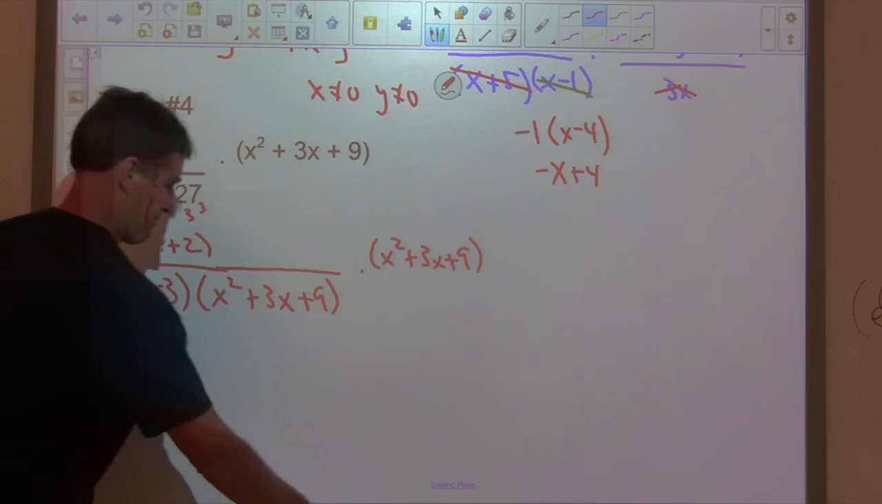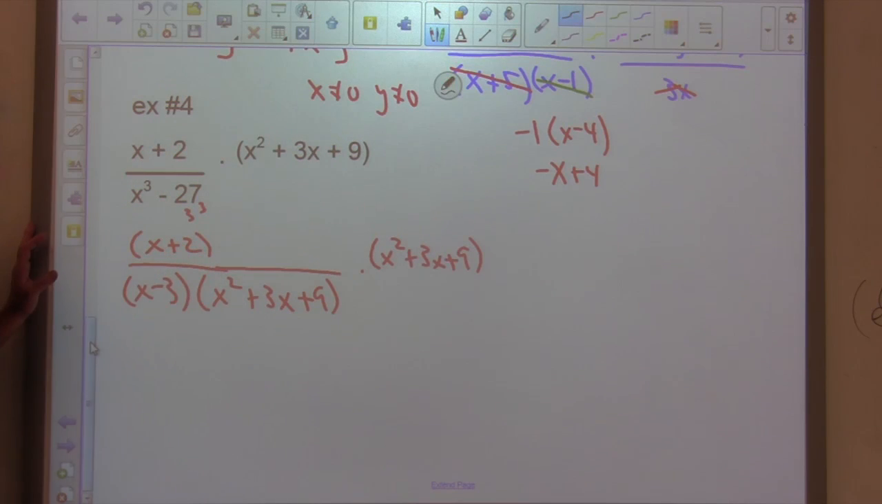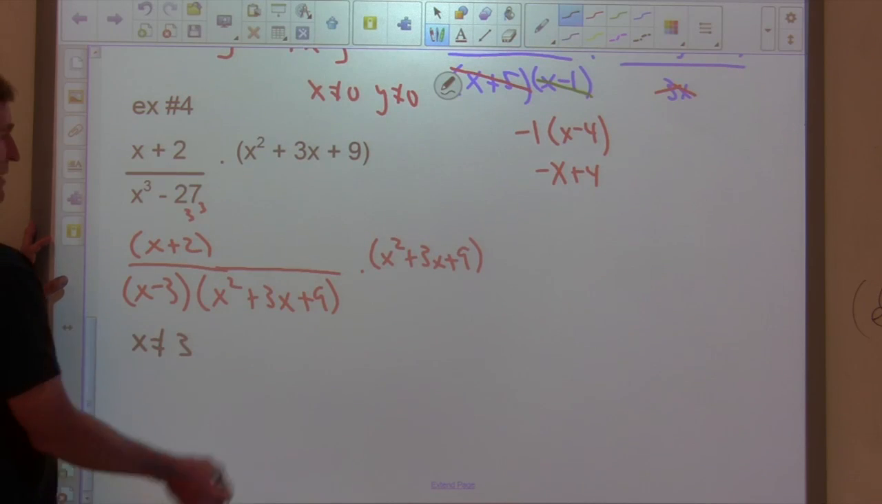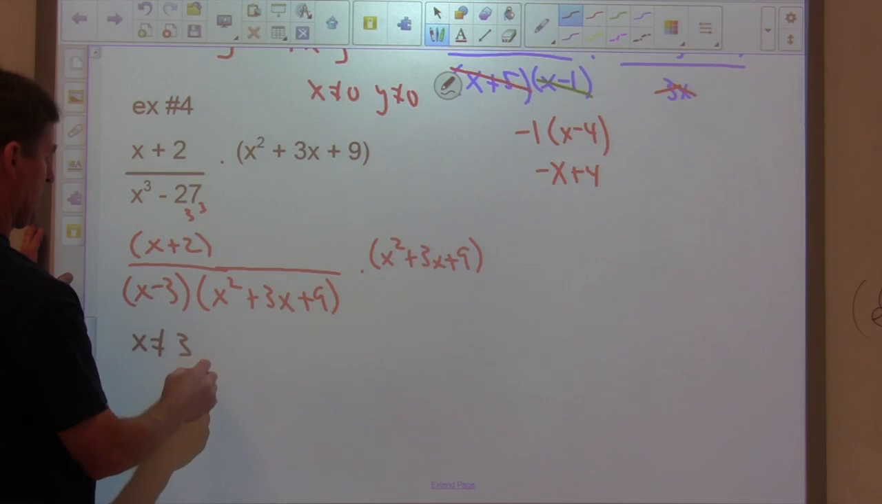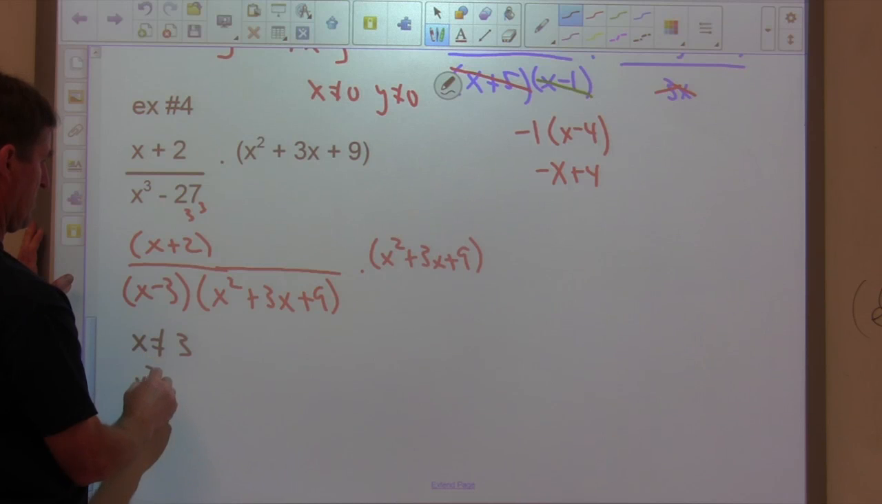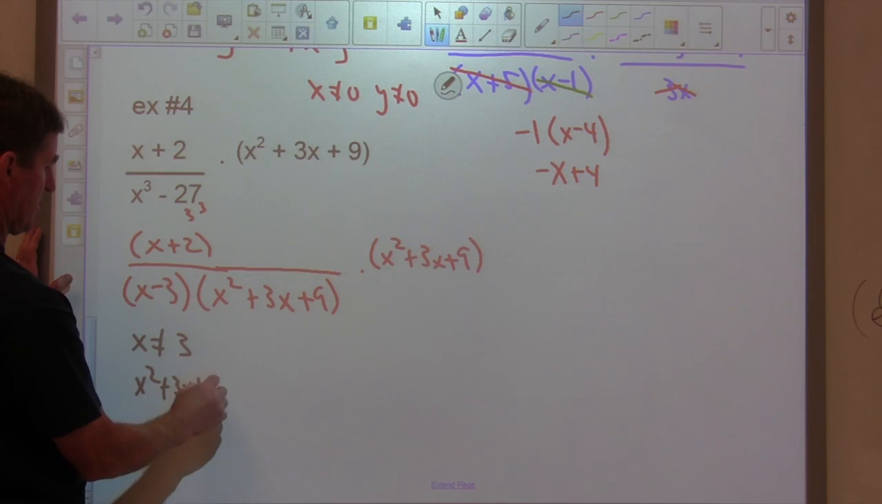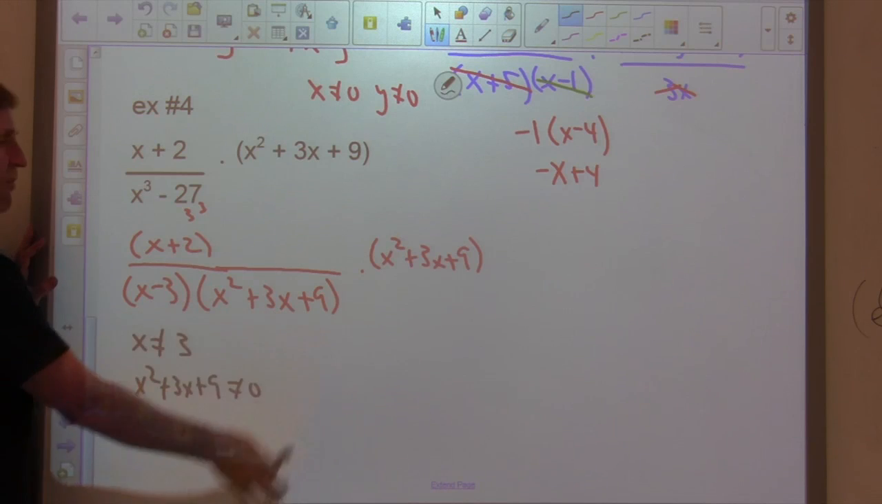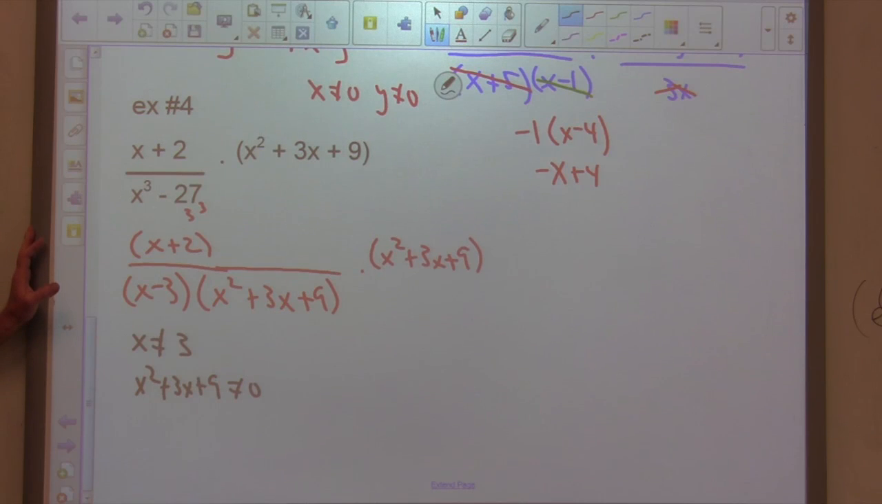So one restriction would be x cannot equal 3. The other one, I would just put that in this case it can't equal that. I wouldn't go ahead and do the quadratic formula. I don't think it asks you to do it on these.